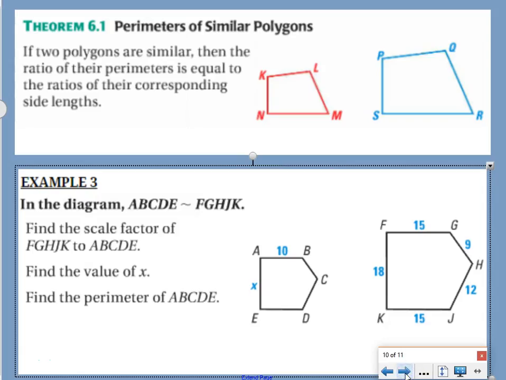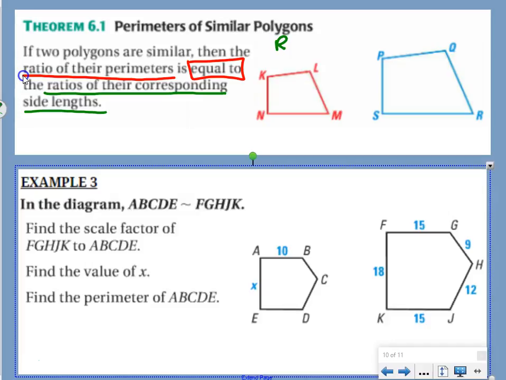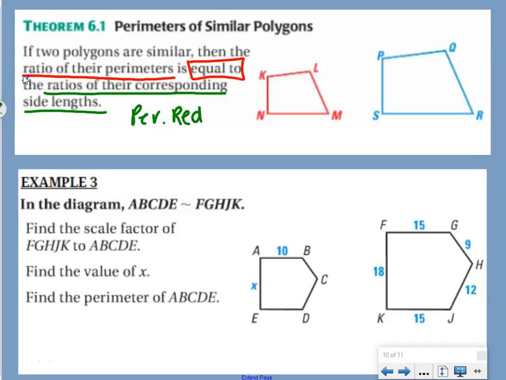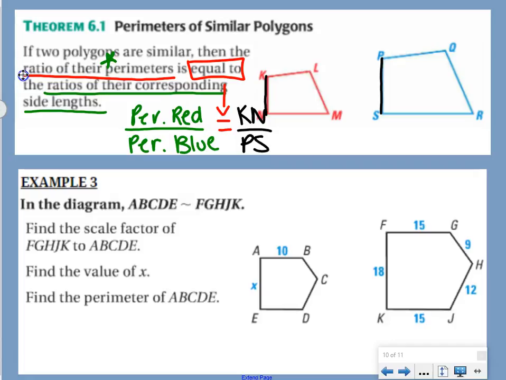Perimeters of similar polygons. If two polygons are similar, then the ratio of their perimeters is equal to or proportional to the ratios of their corresponding side lengths. So in our example, we could say that the perimeter of the red polygon over the perimeter of the blue polygon, that would be the ratio of the perimeters, is equal to the ratios of their corresponding side lengths. So if we pick a corresponding side length, we could say KN and PS. As long as we knew what KN and PS were, we could set up that proportion and it would be true.